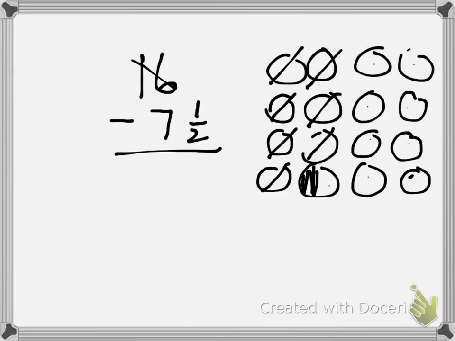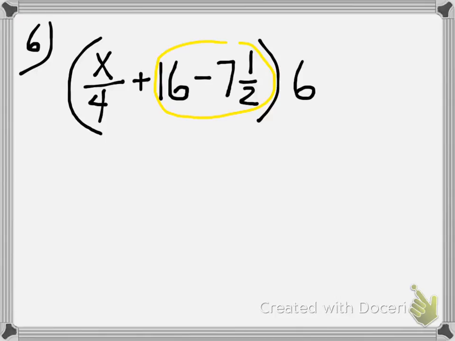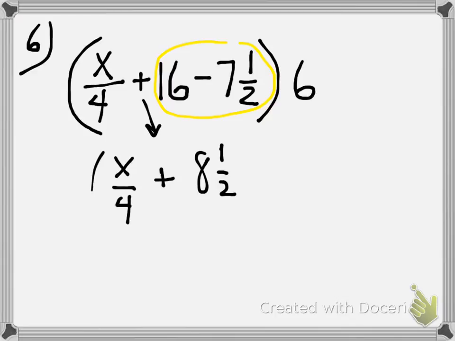So we would cut this 1 in half and make 15, and 15 and 2/2 is the same as 16. 2/2 minus 1/2 is a half, 15 is a half. 7 is 8, 8½. So this becomes 8½. Everything else comes down. The plus sign comes down, x over 4 comes down, parentheses, and the 6.